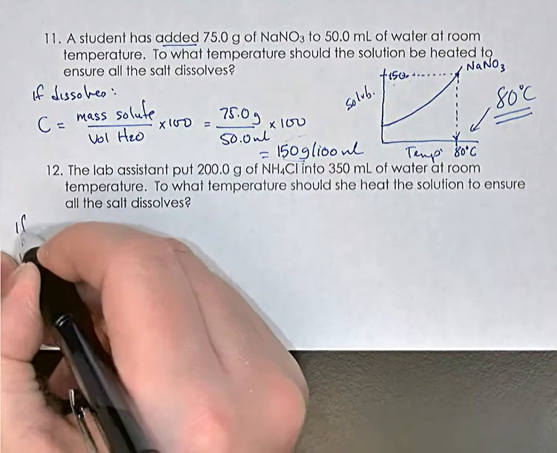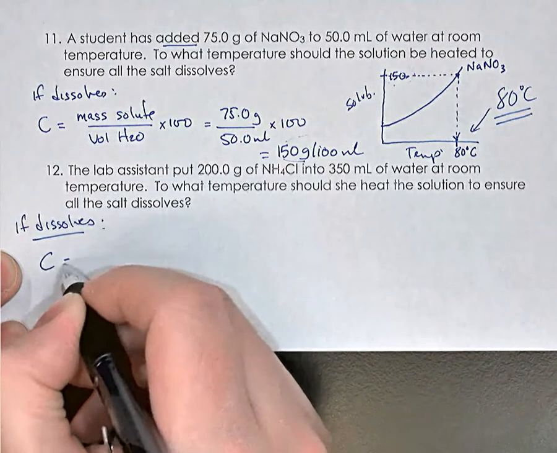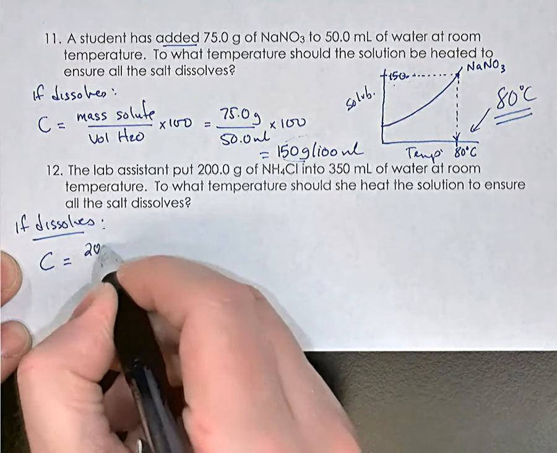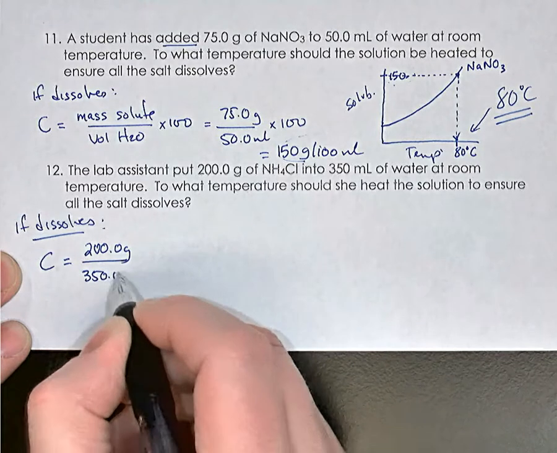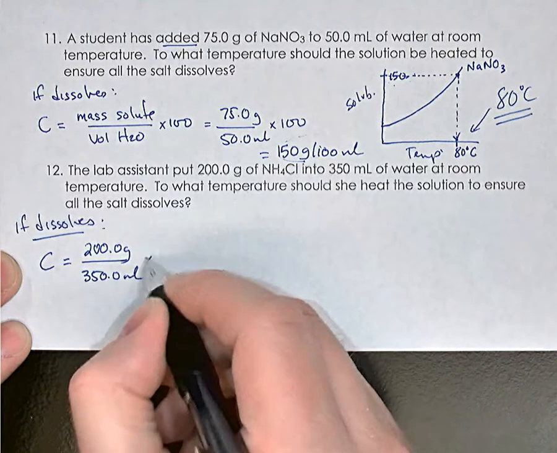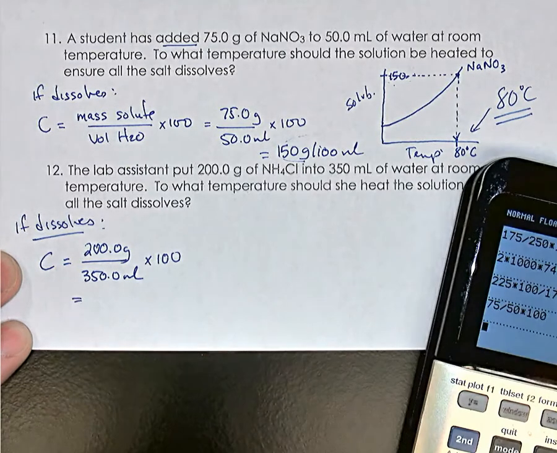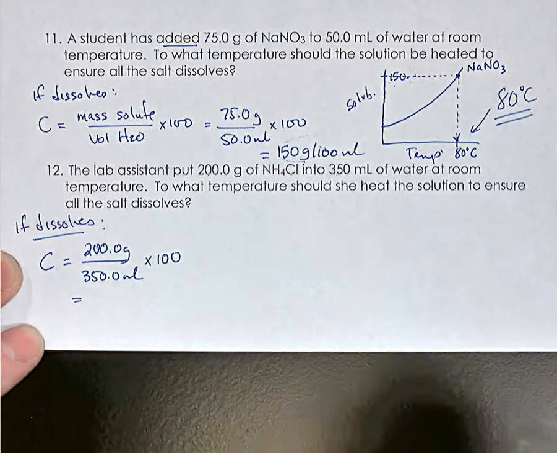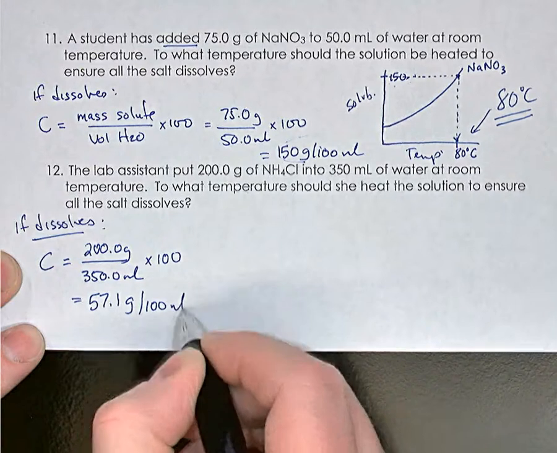If it were to dissolve, the concentration would equal, same formula so I won't write it again, 200 grams, the mass of the solute, divided by 350 milliliters, the volume of the water, and times 100, so that we can say per 100 mL of water. So 200 divided by 350 times 100 is going to be 57.1 grams for every 100 mL.